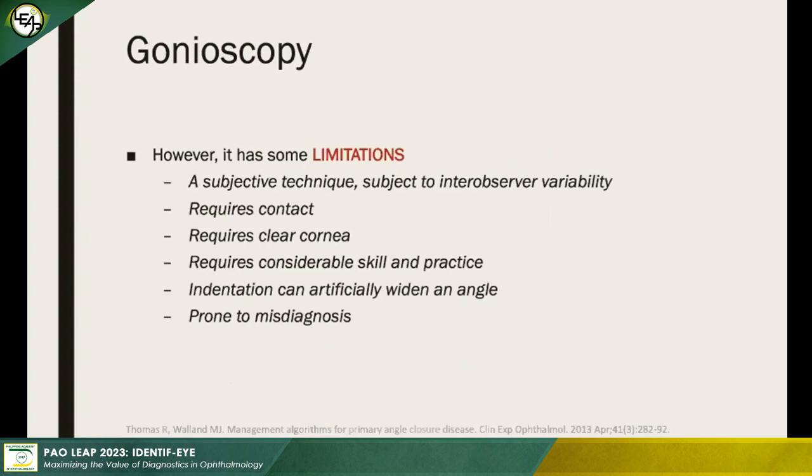However, gonioscopy still has its limitations. It is still technically a subjective technique. My finding might vary from somebody else's depending on our skill level and how we perform the gonioscopy. So there is inter-observer variability. There is still contact required since you're putting this on the patient's eye, and for some, that might be intolerable. And because you need direct visualization of the angles, you need a clear cornea. So for instances where the cornea is very hazy or opaque, gonioscopy isn't much of any value to you.